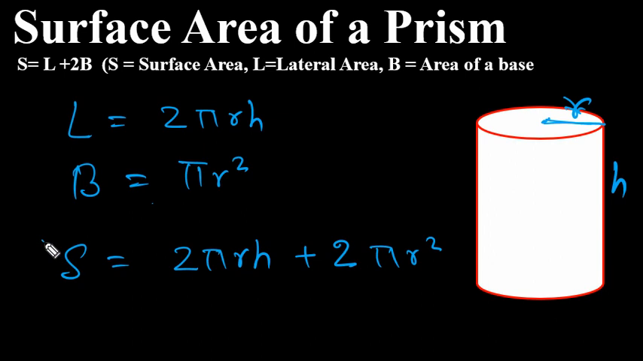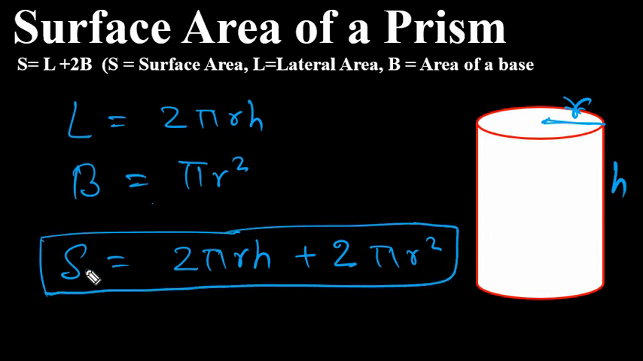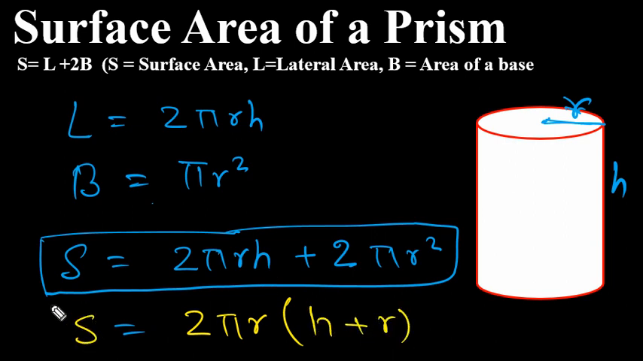So you can directly remember this formula, and you don't have to solve again and again. Substitute the values and you will get your answer. Or you can further simplify this: take 2 pi r as common outside, h will be inside, plus r. So you can remember either of them directly and solve the questions.